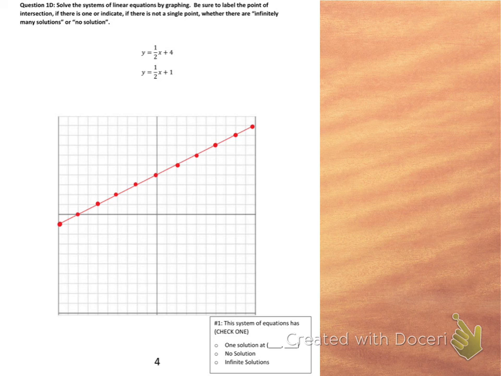Otherwise, you might get that drift that I mentioned in another video, and you might end up with the wrong ordered pair. Okay, so y equals 1/2 x plus 1. So we start at 1 and then go up 1 over 2. You might notice that these lines have the same slope. Lines with the same slope are parallel, so knowing that they're parallel, we can already predict that there's not going to be any solution. So the answer is no solution.